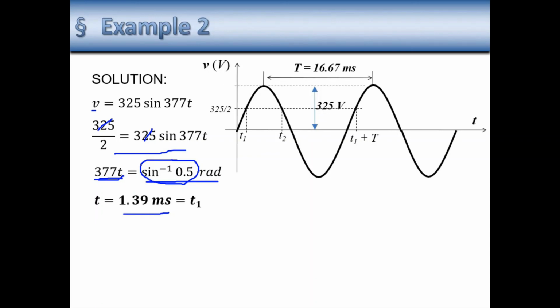Now, how do we get t sub 2? Take note that this one is half of the period, and to get t sub 2, we simply subtract. And by the way, this portion here is really equal to this portion here because of the symmetry of the curve. So to get t sub 2, all we need to do is subtract t sub 1 from half of the period, and that will give us 6.95 milliseconds.